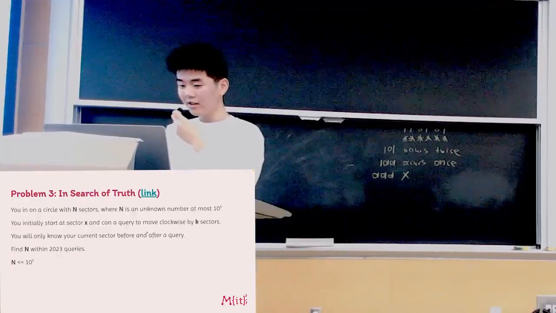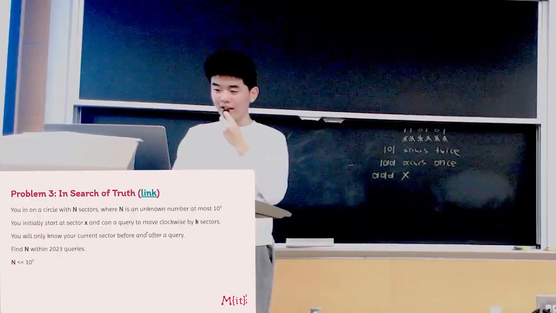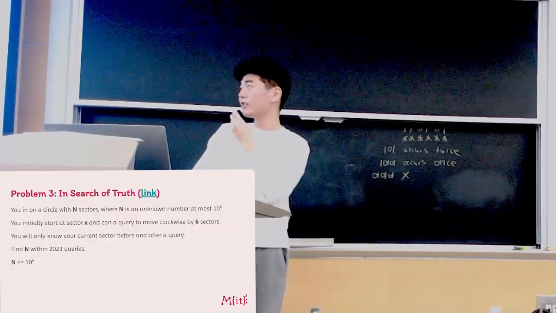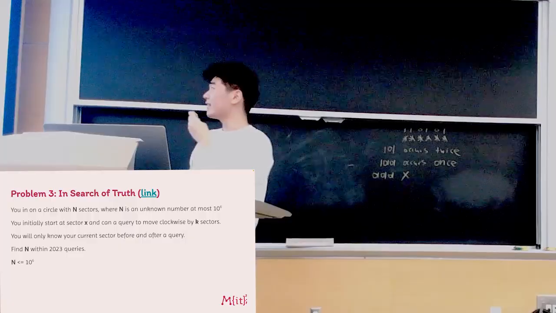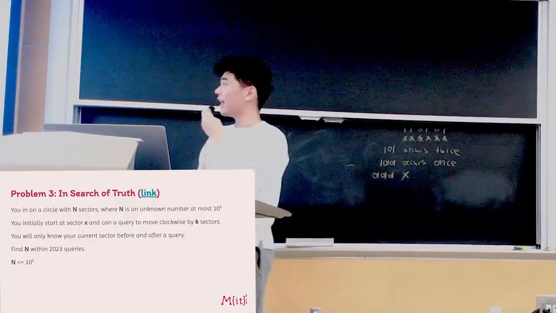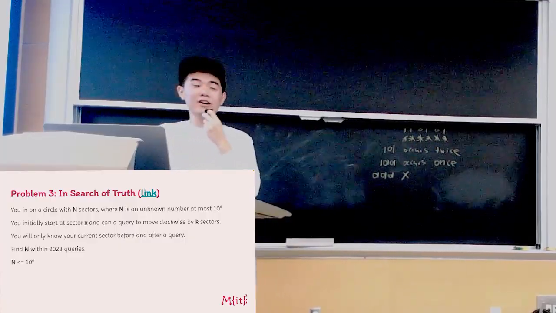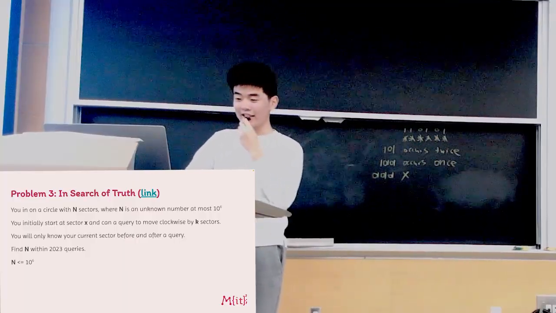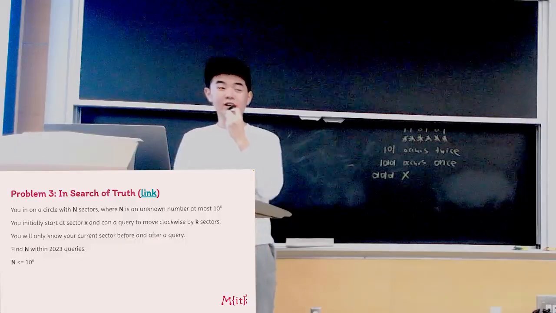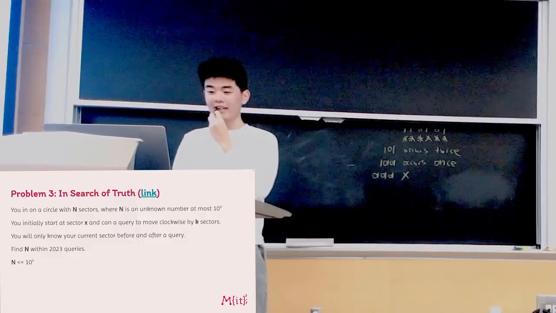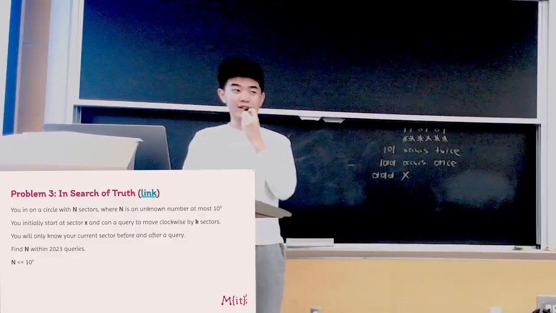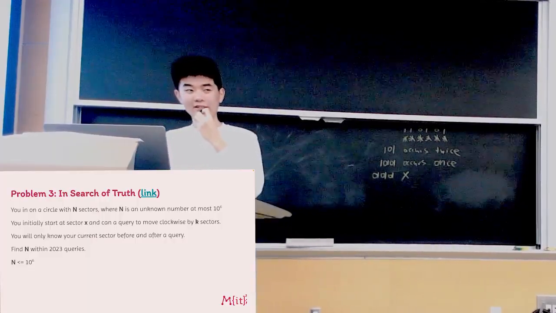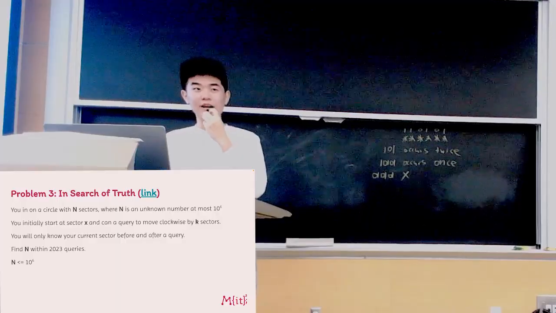Okay, so third problem. Basically, in this problem, you're on a circle with n sectors, where n is an unknown number of at most 10 to the 6th. And these sectors are not necessarily ordered. So you initially start at sector x, and you can query to move clockwise by k sectors. And you will only know your current sector before and after a query. Your goal is to figure out the size of the circle, or n, within 2023 queries.